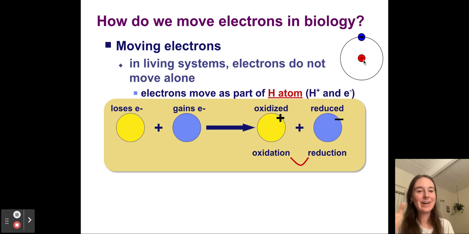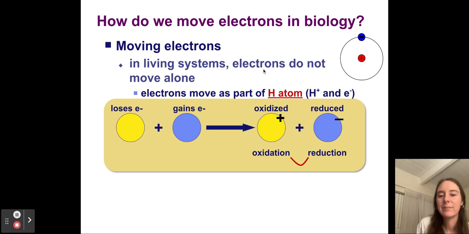Now, if you were to have an atom that has one proton and one electron, take a look at your periodic table. This is simply a hydrogen atom. Okay, so when you're thinking about a singular electron, they don't move by themselves. They move with a proton, right? And so if you were to have that, that's simply just called a hydrogen atom. Okay, now that's a little bit confusing, I know, but that's just the way it is in biology. Okay, so whenever we're talking about moving electrons, you're secretly also talking about moving a proton, and those together simply make a hydrogen atom.